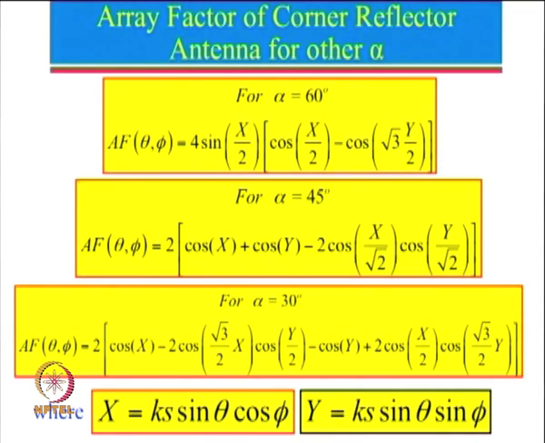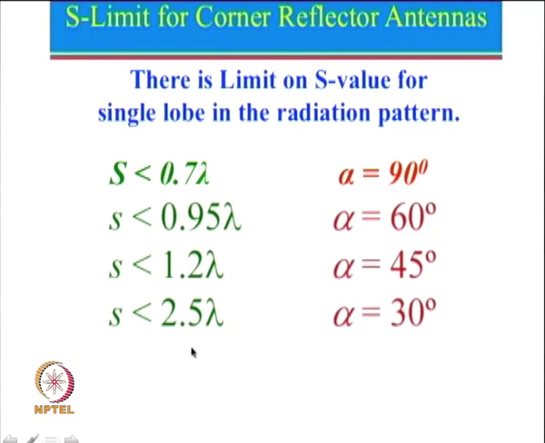So now let us see what are the S limits for different angles. We saw that the limit for S is up to the value where a single lobe is there in the radiation pattern. That means if we increase the value of S beyond this, then there will be a split in the main beam, which is generally not desirable.